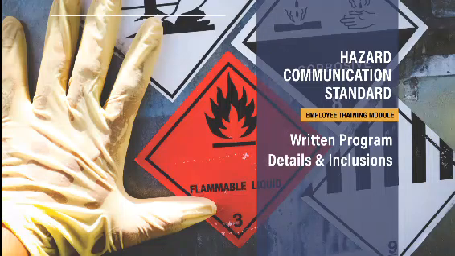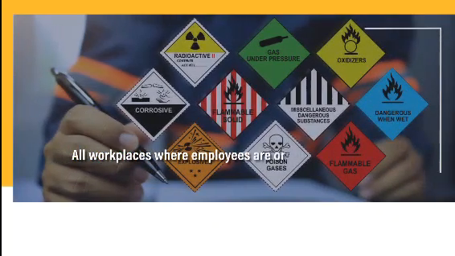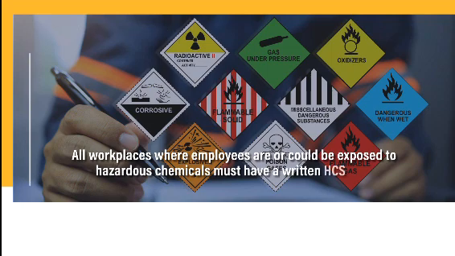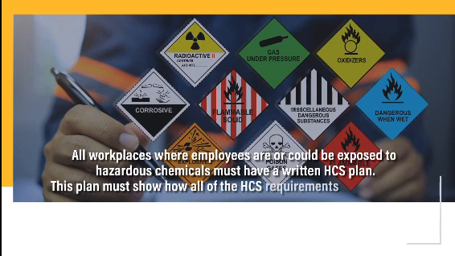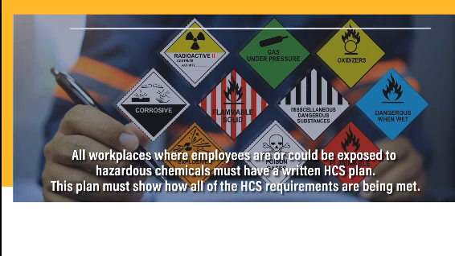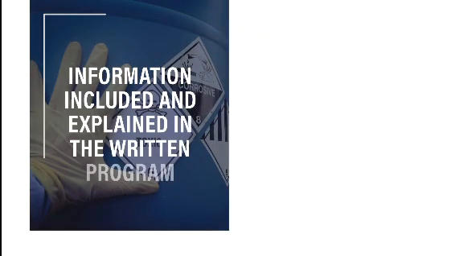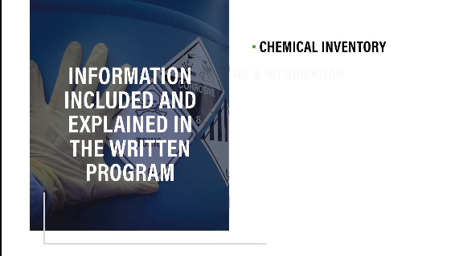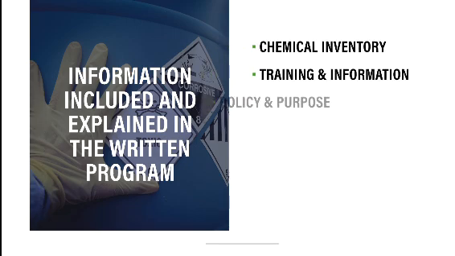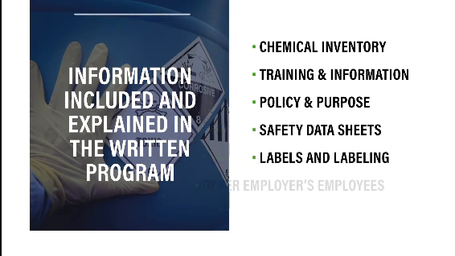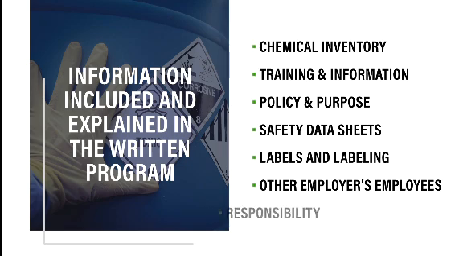Program details and inclusions. All workplaces where employees are or could be exposed to hazardous chemicals must have a written HCS plan. This plan must show how all of the HCS requirements are being met. Information included and explained in the written program: chemical inventory, training and information, policy and purpose, safety data sheets, labels and labeling, other employers' employees, and responsibility.